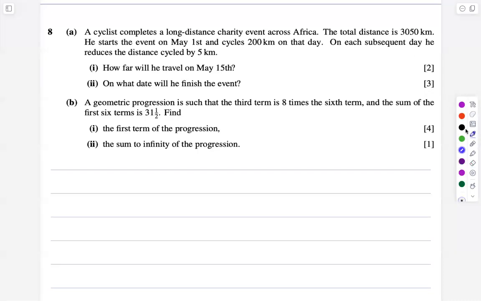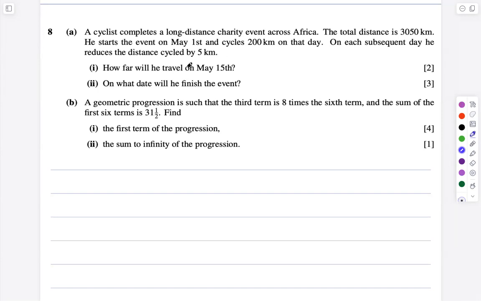In question 8a, a cyclist completes a long distance charity event across Africa. The total distance is 3,050 kilometers. He starts the event on May 1st and cycles 200 kilometers on that day. On each subsequent day, he reduces the distance cycled by 5 kilometers. In part 1, we have to find how far he will travel on May 15th.